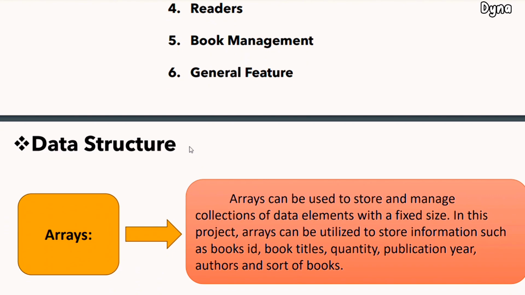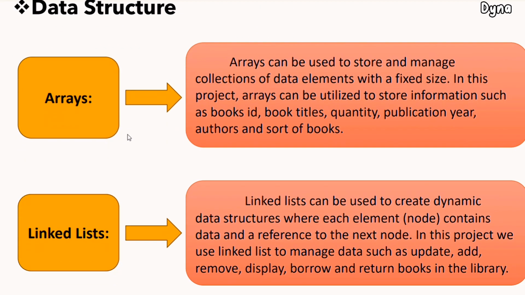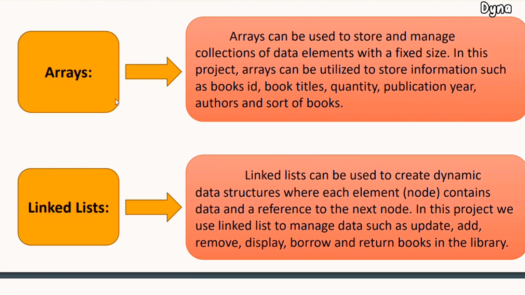For the structures in our project, we use only arrays and linked lists. For arrays, we all know that they are of fixed size. They play an important role in our project. In our project, arrays are used to store information such as book IDs, titles, quantity, publication years, authors, and book sorts or types of books.